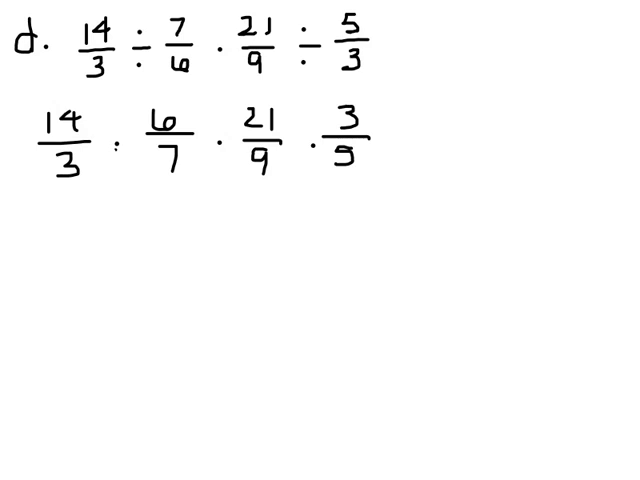All right, let's start cross-canceling, shall we? 3 and 6 will become 1 and 2. 7 and 21 become 1 and 3. 3 and 9 become 1 and 3. 3 over 3 becomes 1, so we can just do away with that one.